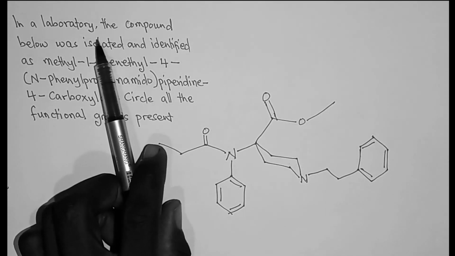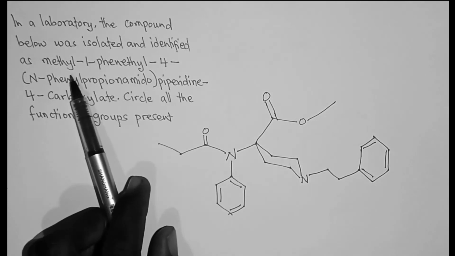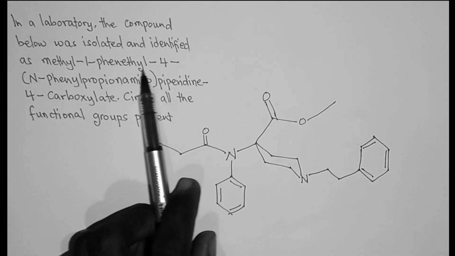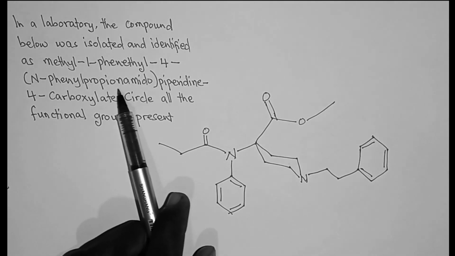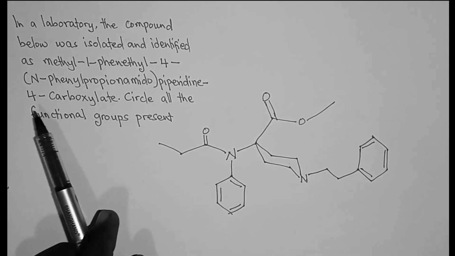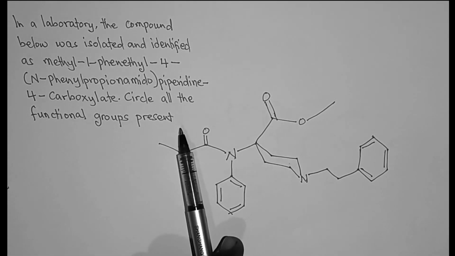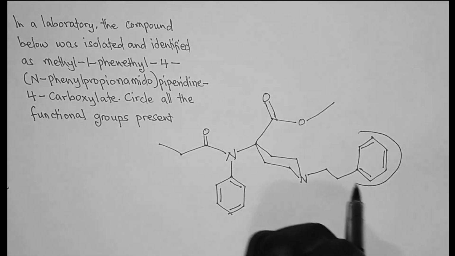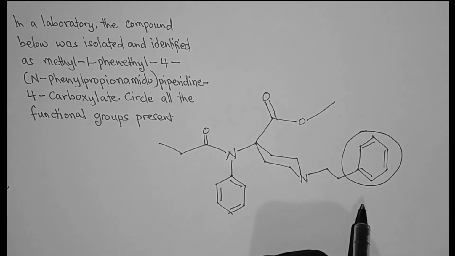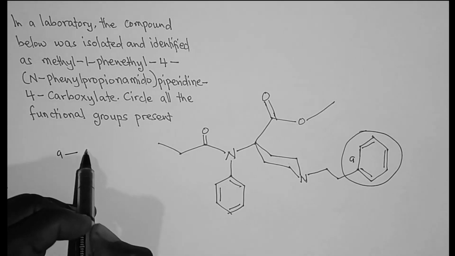In a laboratory, the compound below was isolated and identified as methyl 1-phenyl ethyl N-phenyl propion amido piperidine 4-carboxylate. Circle all the functional groups present. So you see that just at a glance, you can find an arene group here. So let's say this is A. So A is an arene group.